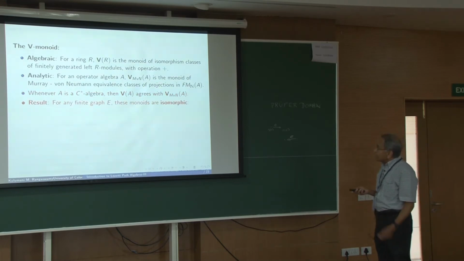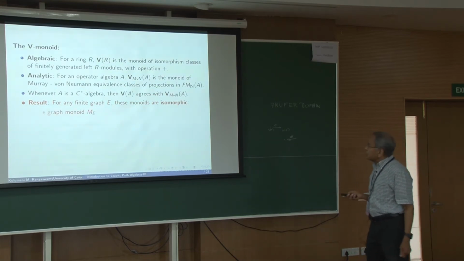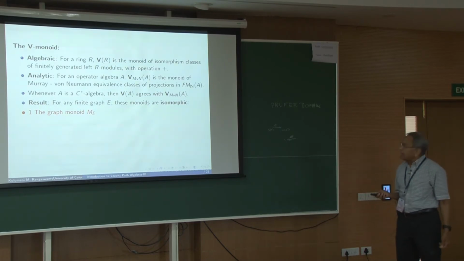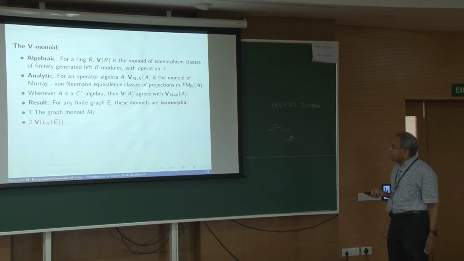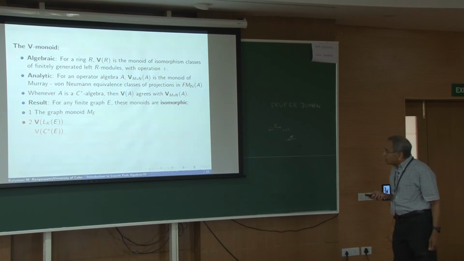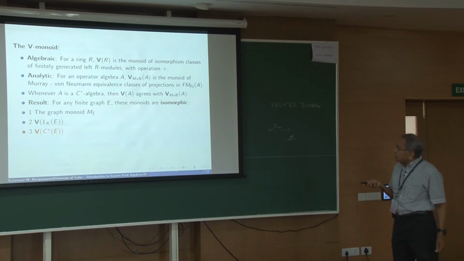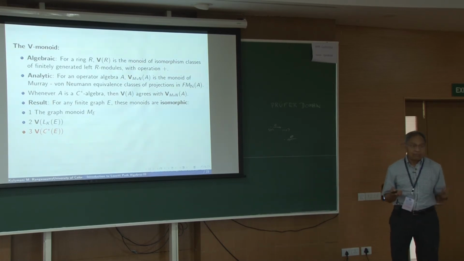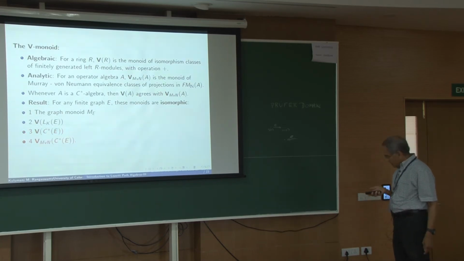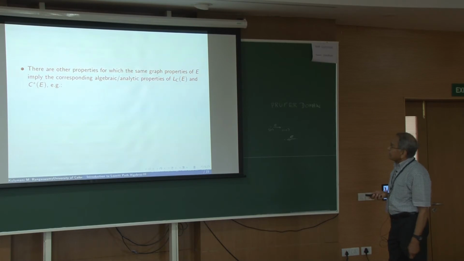And because of that, we have again a nice interesting result, an isomorphism between the various monoids, namely the graph monoid M_E of a Leavitt path algebra for a finite graph E is isomorphic to, of course, the V monoid of the Leavitt path algebra, which is isomorphic to the V monoid of the corresponding C-star algebra. The crucial thing is that statements 2 and 3 are both isomorphic, which is really interesting. And of course, theoretically it is isomorphic to V sub MvN of the C-star algebra.